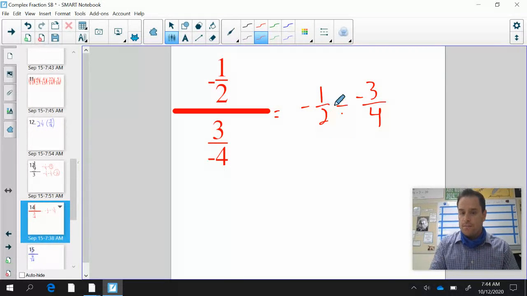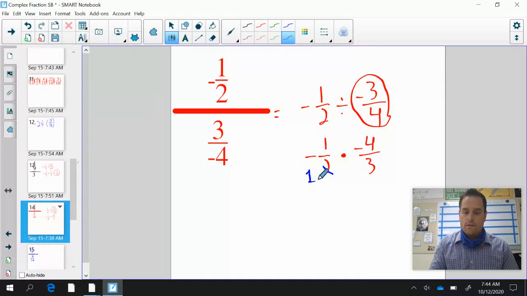And again, we're going to do keep, change, flip. Keep, change the sign to multiplying, and then flip the one to the right. Flip this one. And you'll notice, you guys see we can cross cancel here? You can see we can cross cancel the 2 and the 4. Right there, we can cross cancel. A negative times a negative is positive. And 1 times 2 is 2. 1 times 3 is 3.